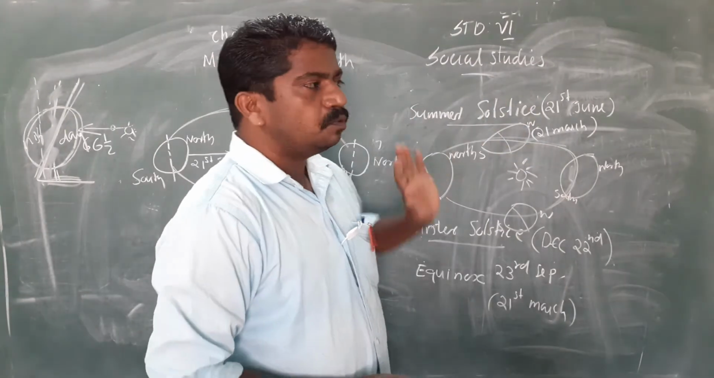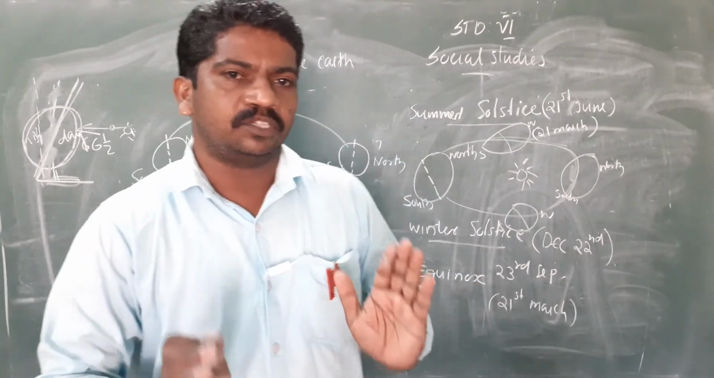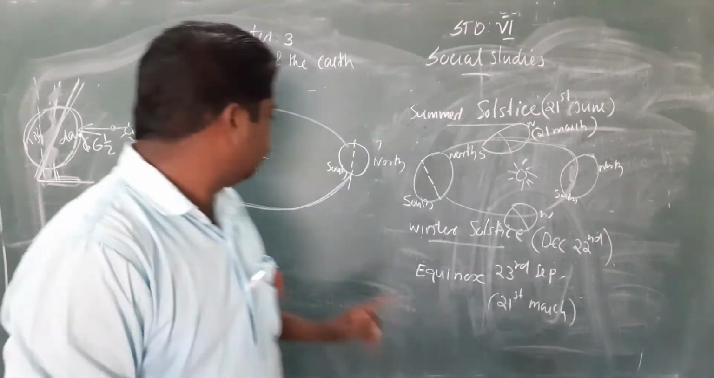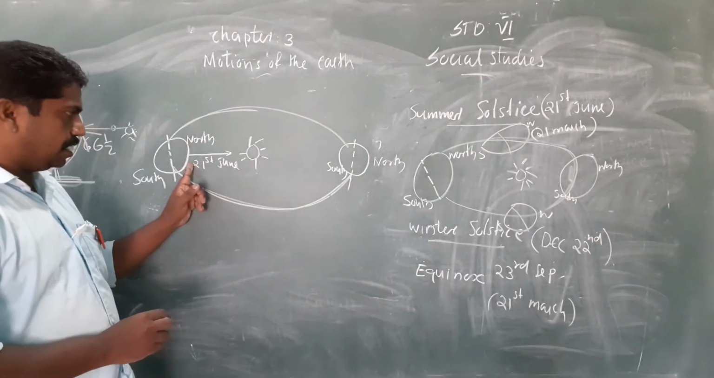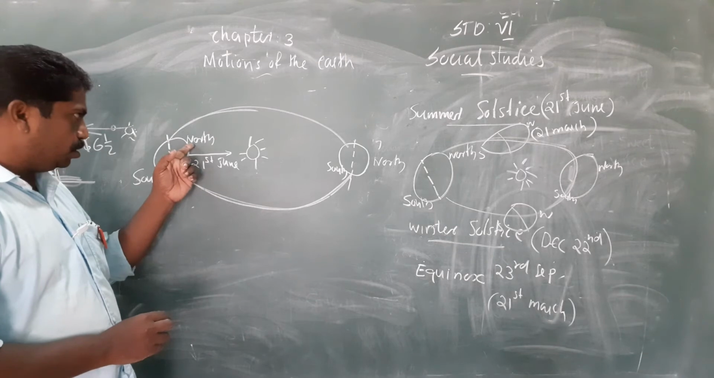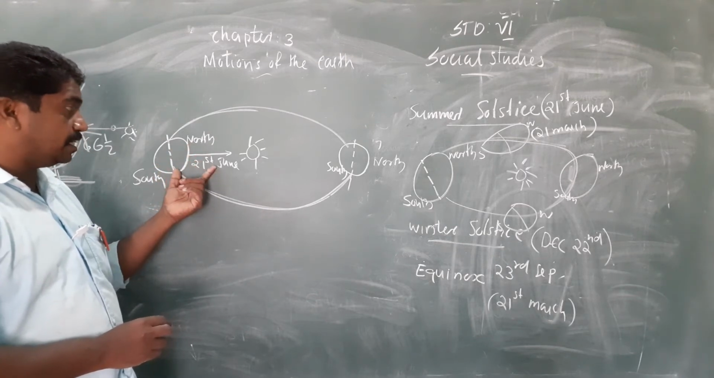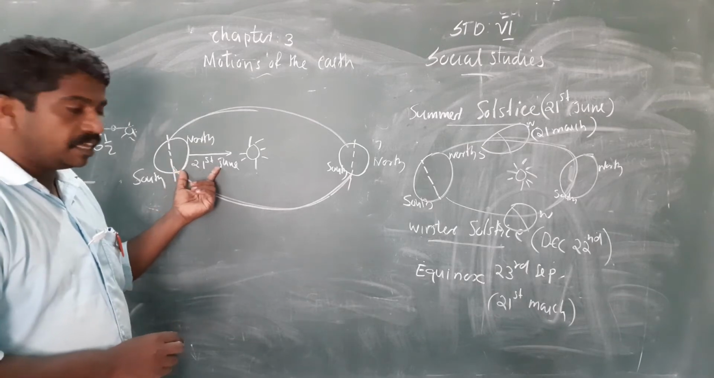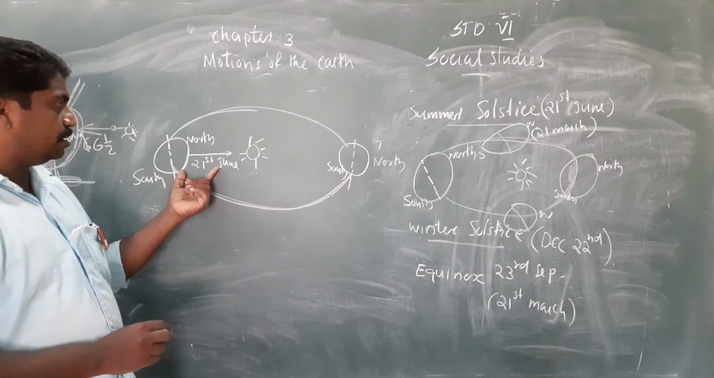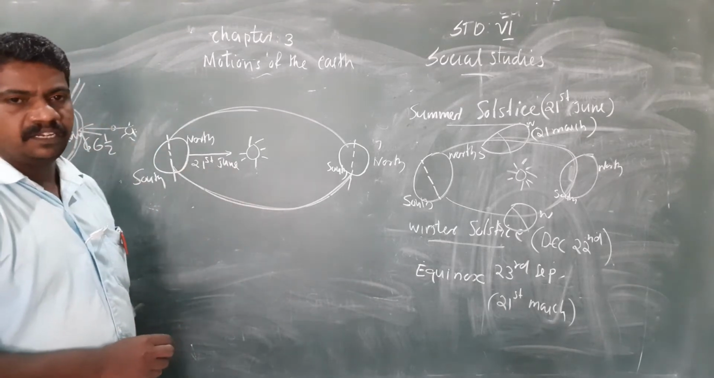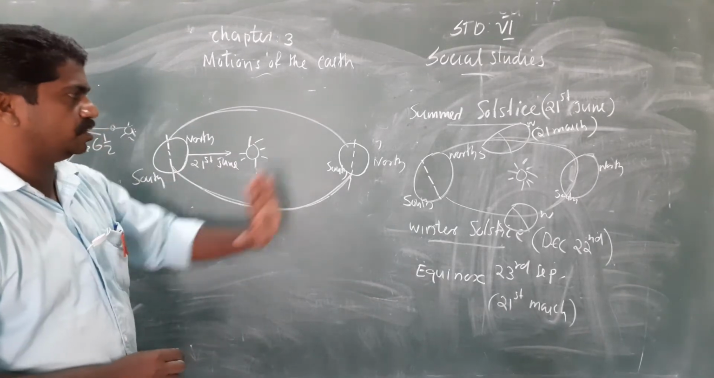Okay, so what is summer solstice? Yes, on June 21 the northern hemisphere comes very close to the sun. As a result, in the northern hemisphere days are very long and the nights are very short. Okay, that is summer solstice.